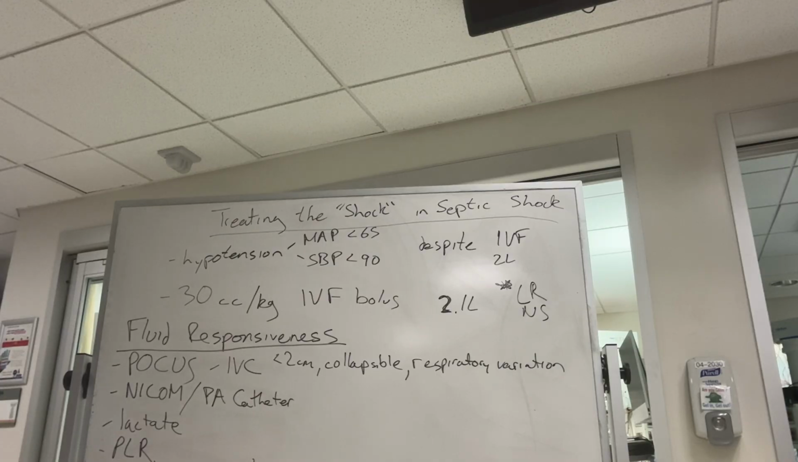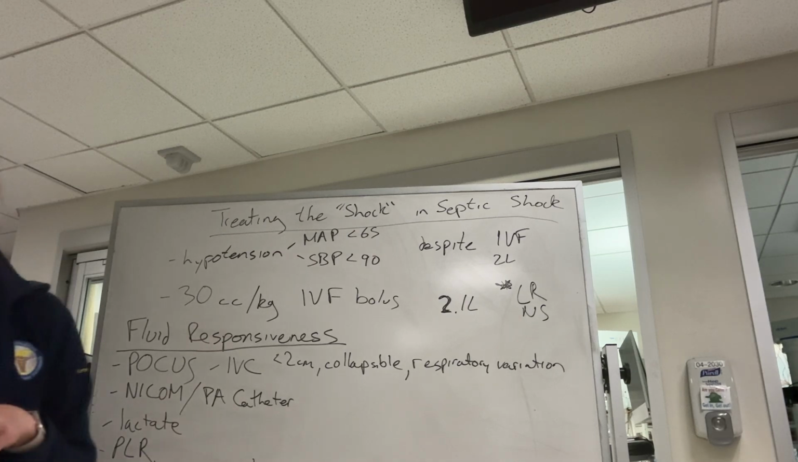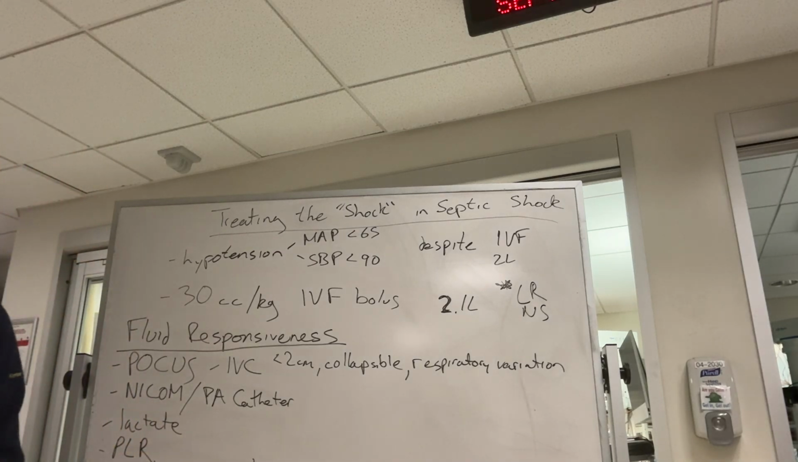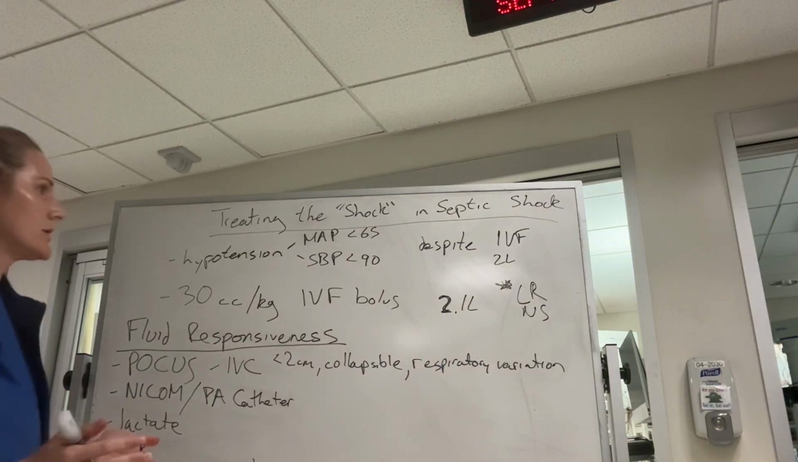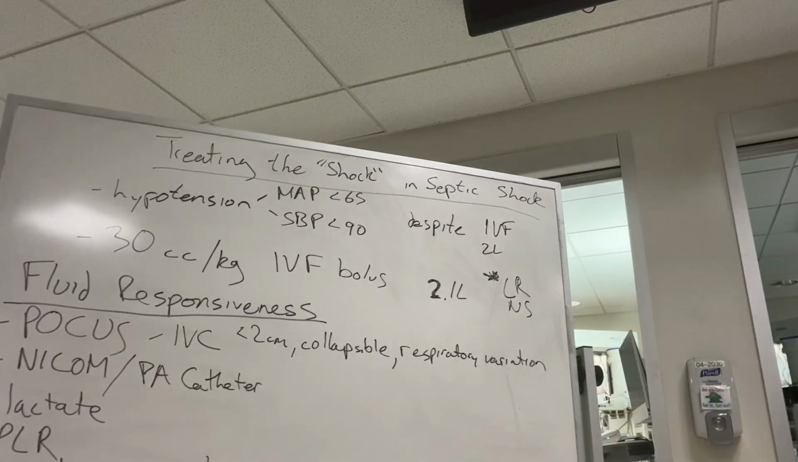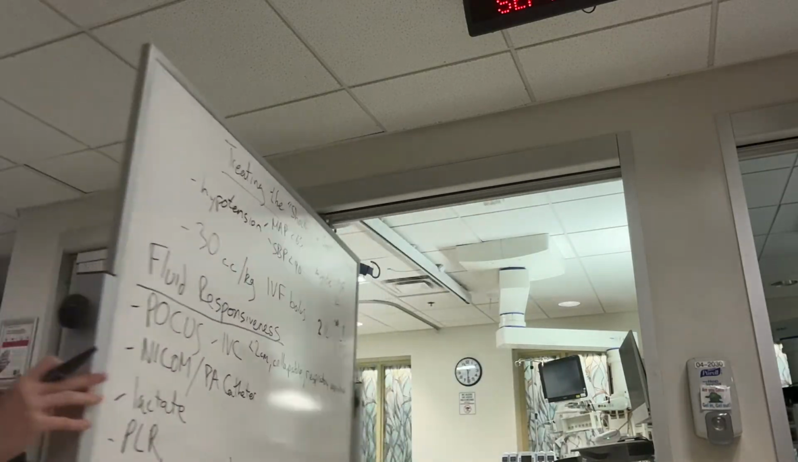And then sometimes if you're unsure, you can always just give them a small bolus, something like 250 or maybe 500 milliliters, and see if they improve. And then if they don't improve, then you realize you've reached your ceiling, and then you move on to pressors. Okay, so I'll rotate this around. Any questions on fluid responsiveness?